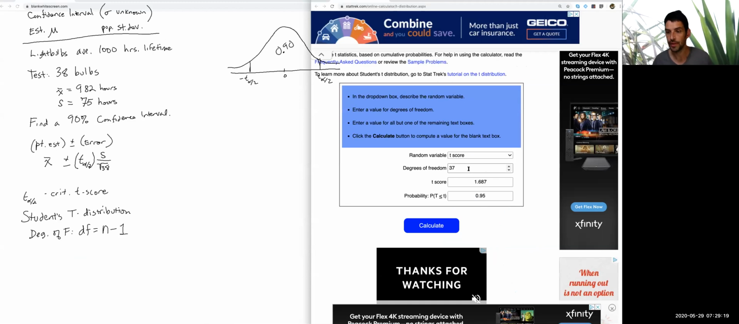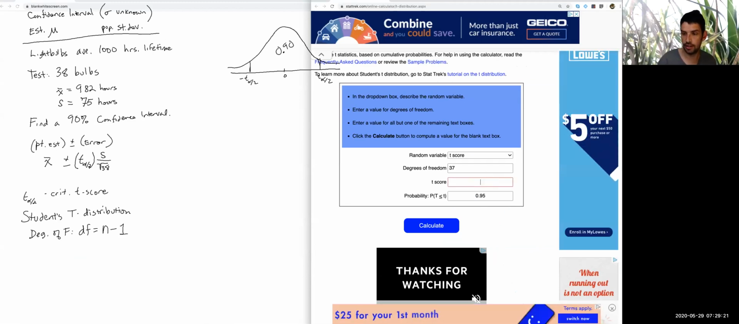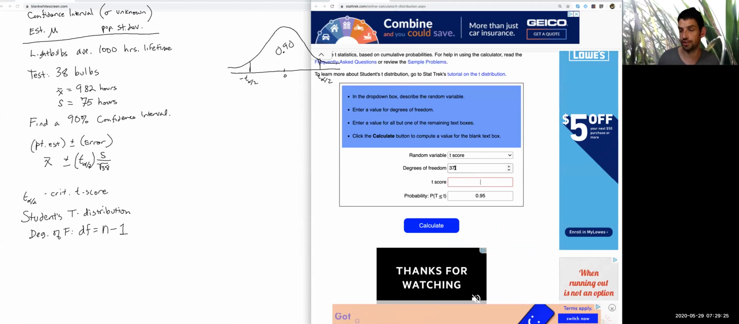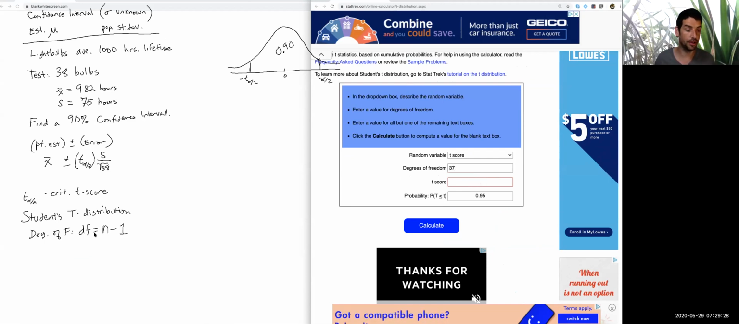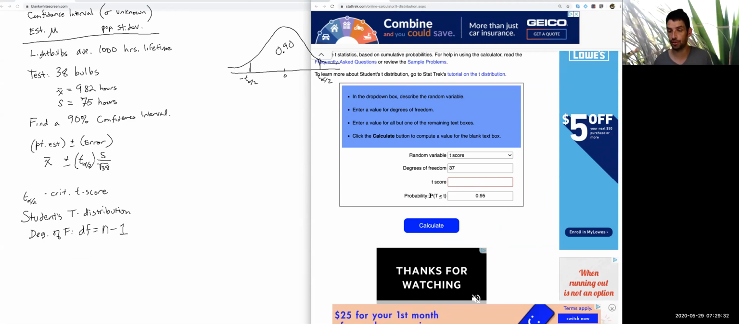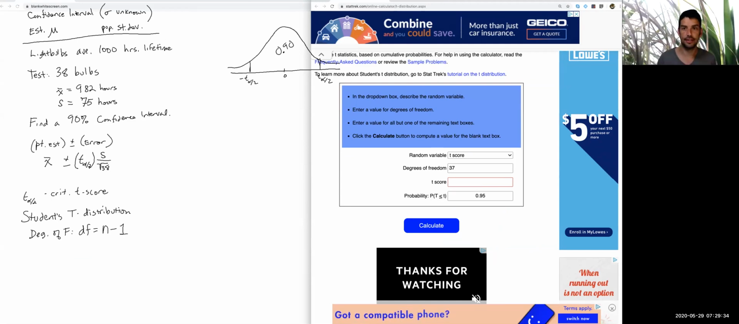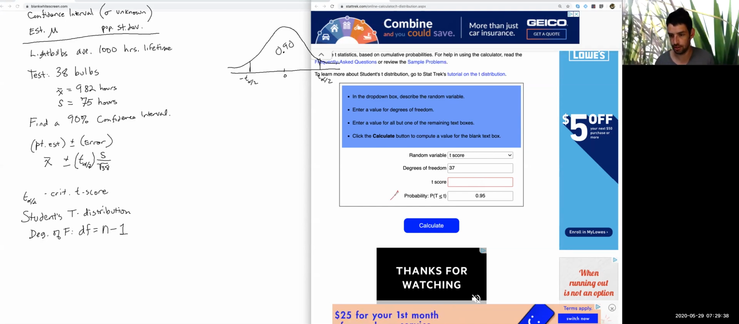All right, there it is. So I've put in the degrees of freedom because we have a sample size of 38. So we take away 1 from this formula, n minus 1. I'm looking for a t-score. Look at this last spot down here, and I've put in, I want to find a t-score where the probability of being below it is less than or equal to 0.95.